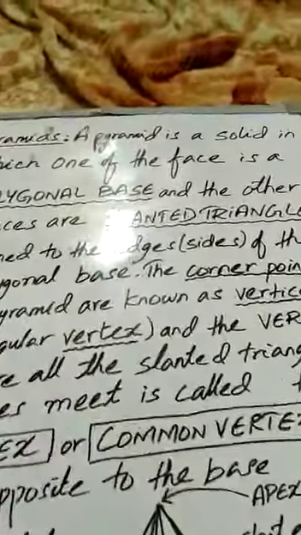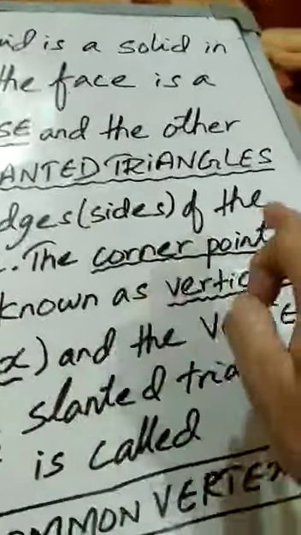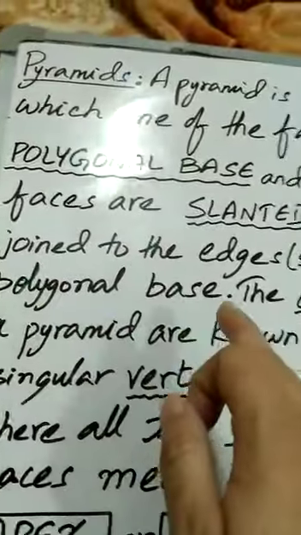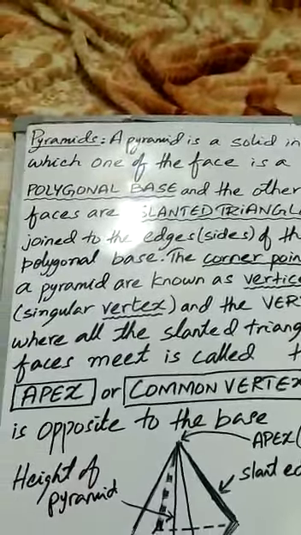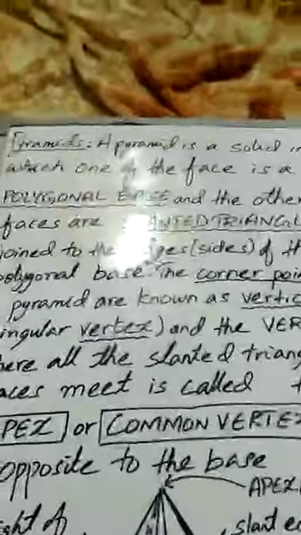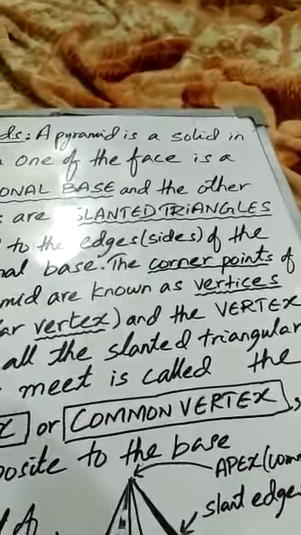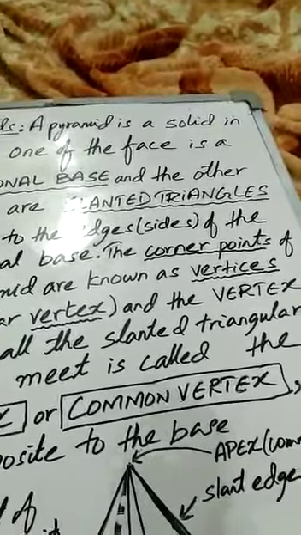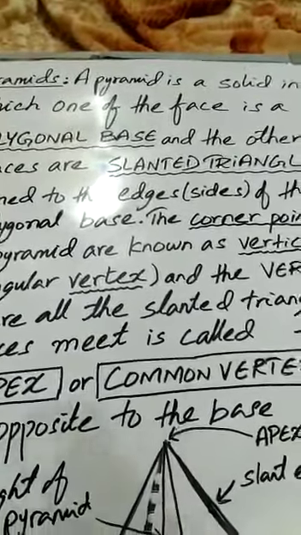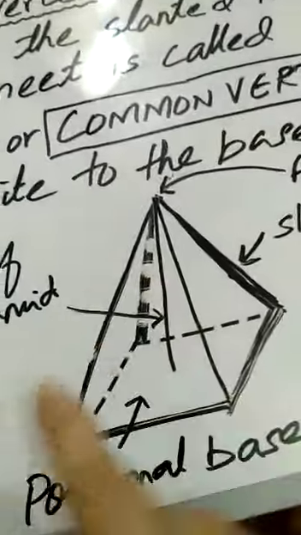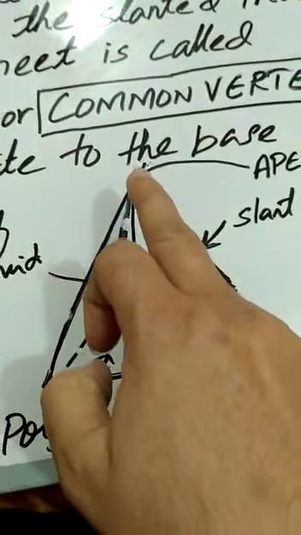Then after this, now the corner points of the polygonal base, the corner points of a pyramid are known as vertices. Vertices mean corner. I told you in trigonometric ratios there are different alternate words used instead of angle: corner, vertices. Vertices is the plural of vertex, so vertex means corner or angle. Look here. This is called vertex. This is called vertex. This is called vertex. This is called vertex. And this is called common vertex.